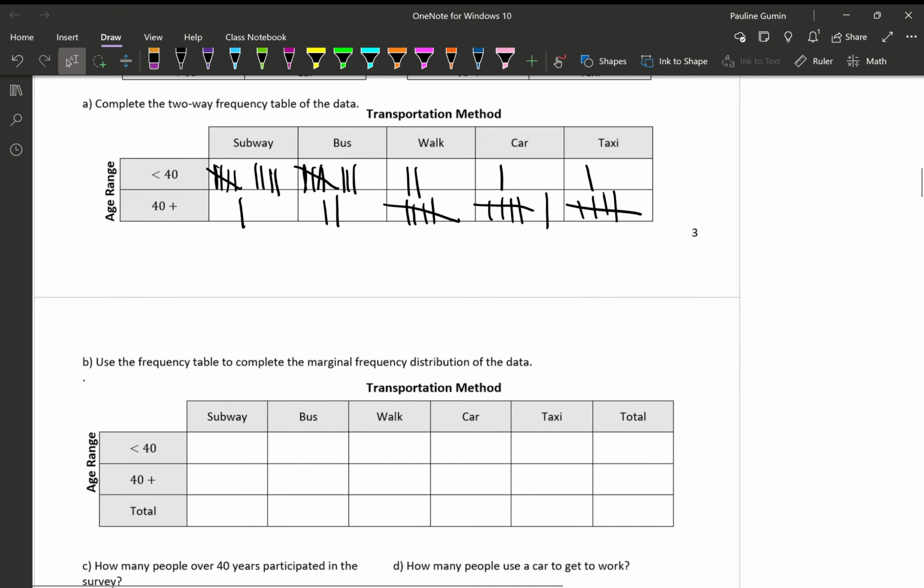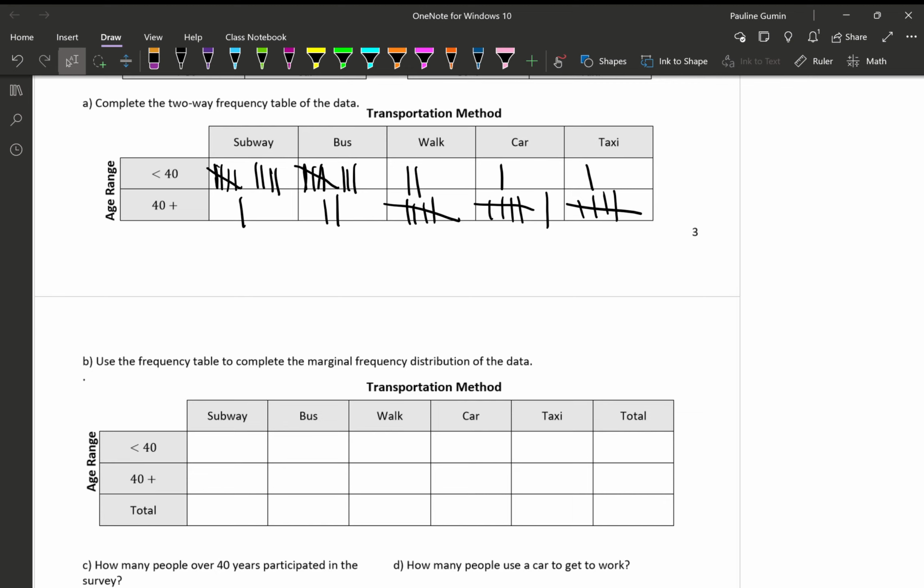I'm going to zoom out a little so you can see where I'm getting things from. All right, so less than 40 subway, I got 9. Bus is 8. 2 of them walk. 1 drives. And 1 takes a taxi. For 40 plus, only 1 takes the subway. 2 take the bus. 5 walk. 6 take a car. And 5 take a taxi.